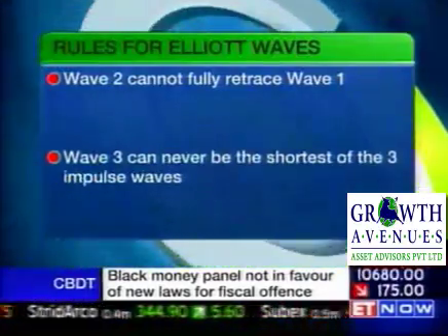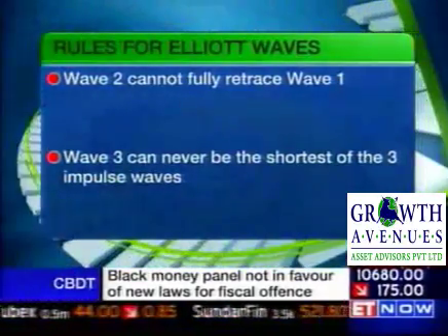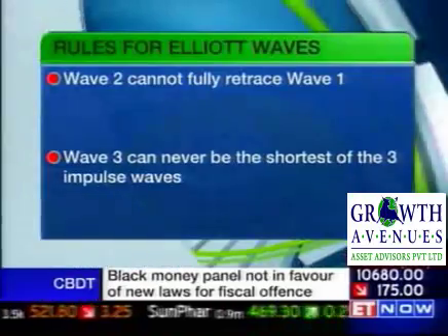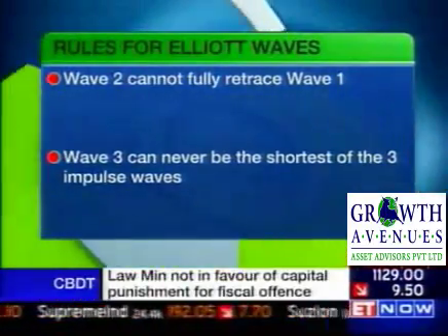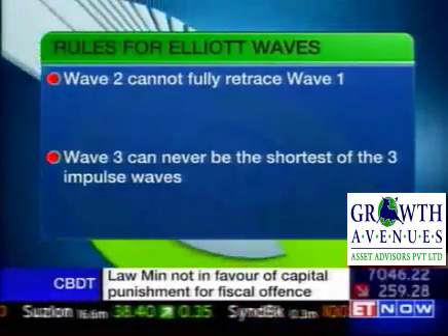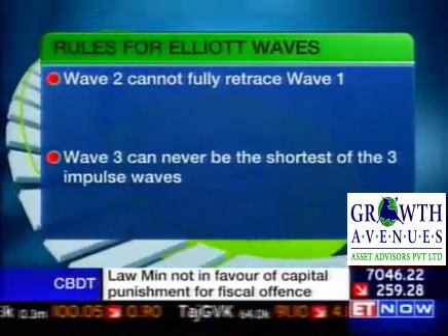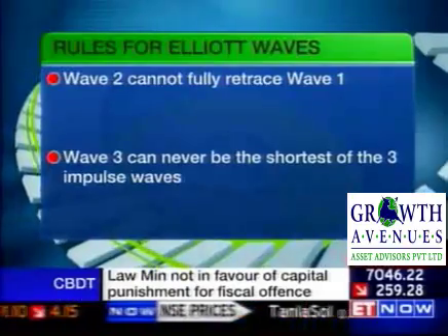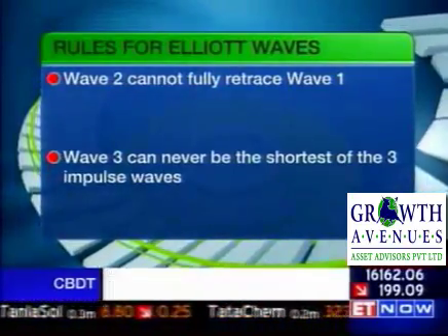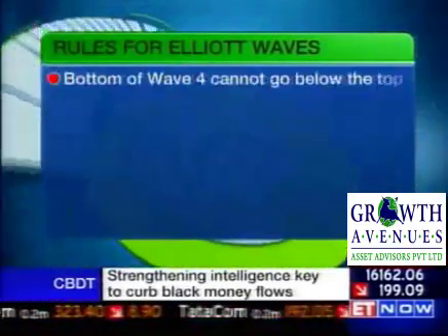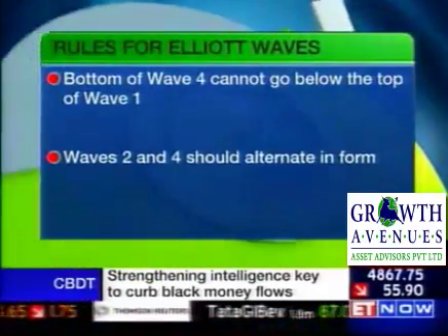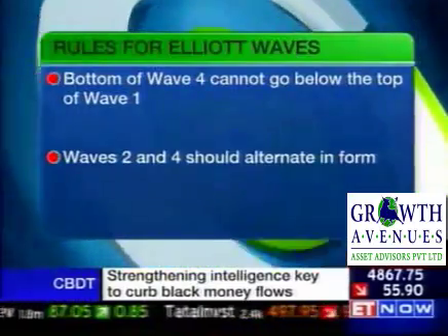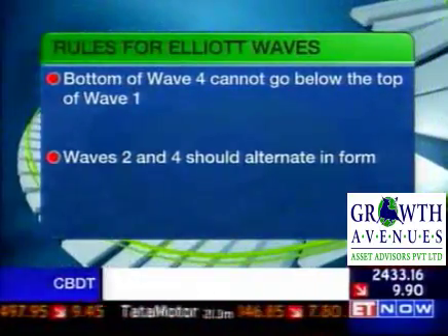Wave 2 cannot fully retrace wave 1. That's very important. Wave 3 can never be the shortest of the 3 impulse waves. In fact, as you will see later, and Doc pointed out already on the Axis Bank chart, wave 3 is the one that really is the strongest impulse and gives you a lot of chances to trade. You have wave 4, the bottom of which cannot go below the top of wave 1. So I'll just say that again, wave 4 bottom cannot go below the top of wave 1.